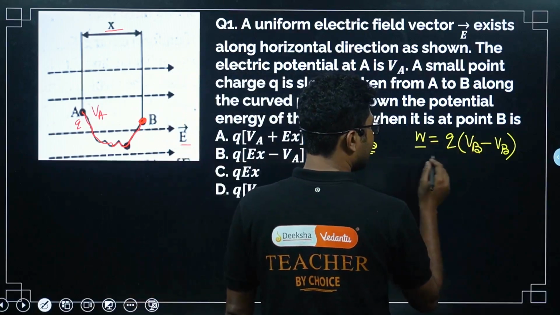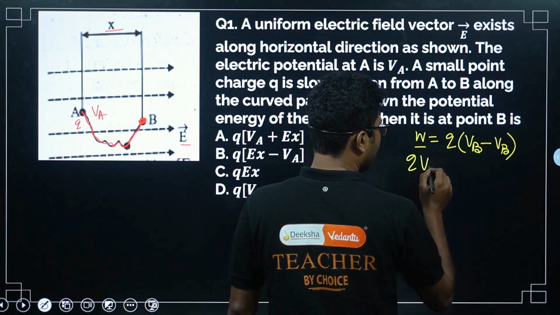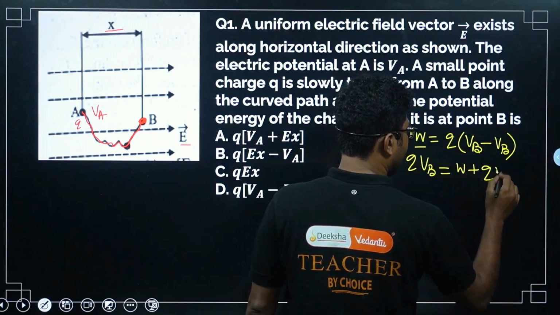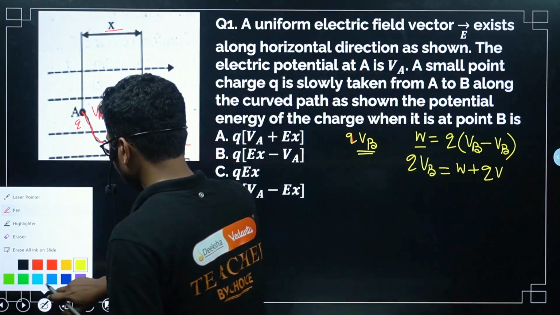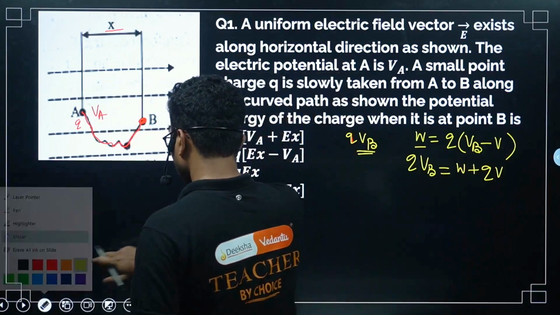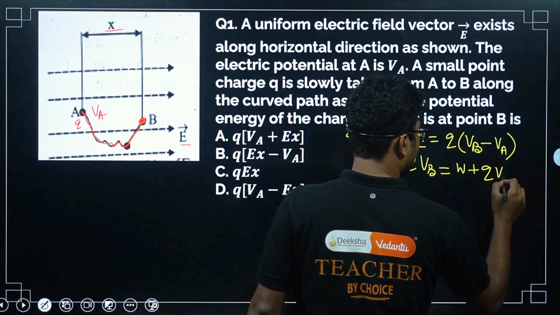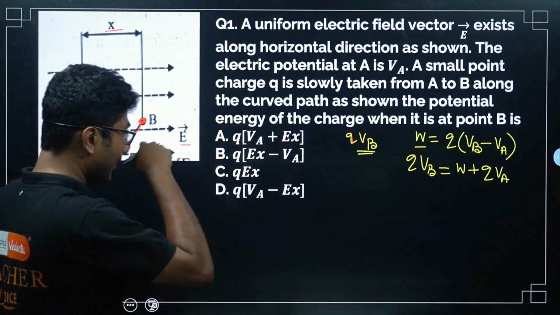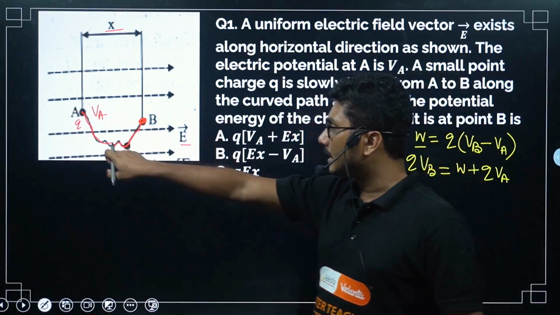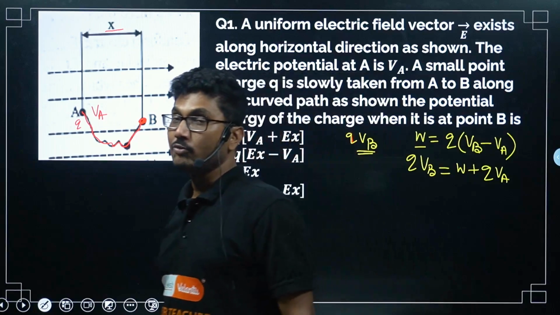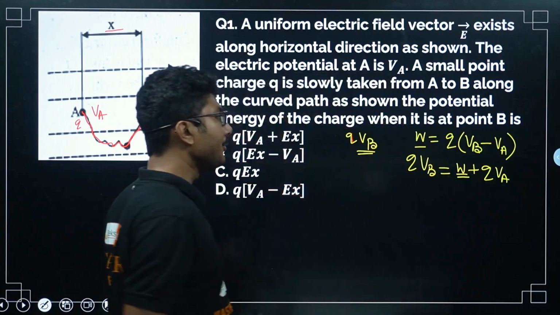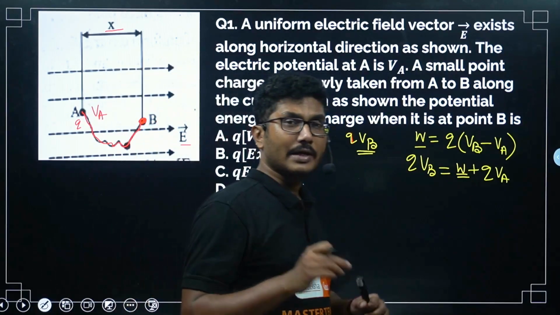So from there you can write this: QVB is basically W plus QVA. Sorry, this is not B, this is A. Final minus initial, right? So initial is A. This is what we are trying to find. Now if you see, the charge is positive, and we are moving the charge in the direction of the electric field. So if we are moving a charge in the direction of the electric field, then this work done must be negative. If we can calculate this work done, then basically our life is sorted.